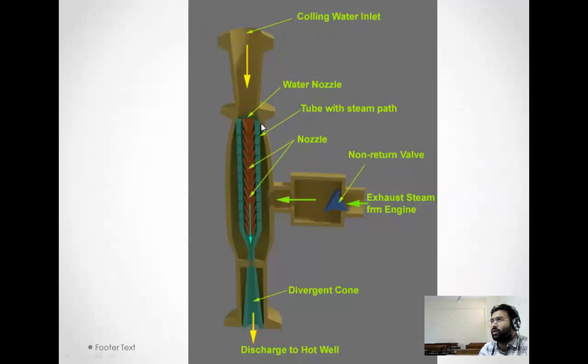Again, the cross section is also shown. This is a cross section. Steam comes from this direction. It is forced into the middle section. Heat exchange takes place, and we get the condensate at the bottom.